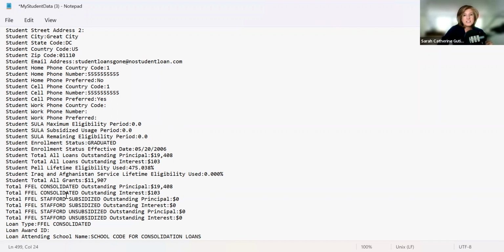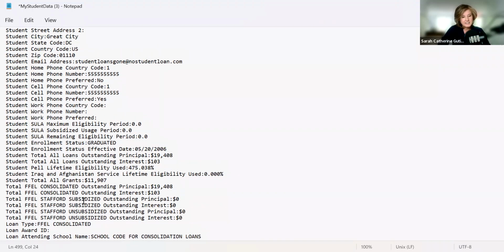I know this person needs to immediately conduct a consolidation process at studentaid.gov. Go to consolidate my loans, and it'll take you through a step-by-step process to get that done. It takes about 30 days for that to be completed. So folks, get on this. We need this done now.